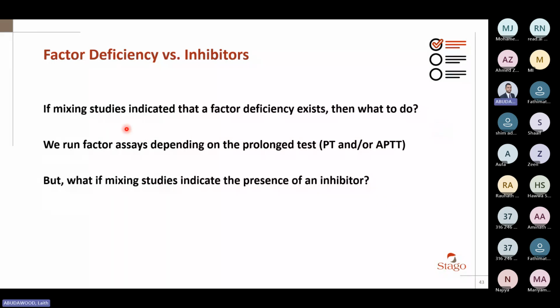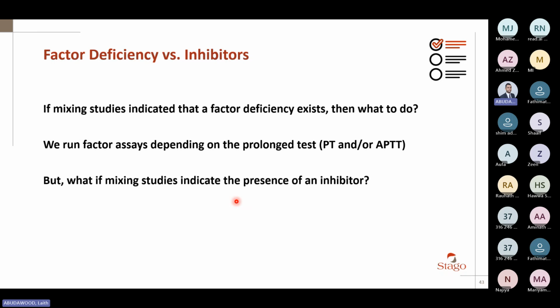Now, as I just said, if the mixing study indicated that a factor deficiency exists, then we just run the relevant factor assay depending on what was prolonged. This is quite obvious. But if the mixing study indicated the presence of an inhibitor, then what do I do? I will not run a factor deficiency assay, because consider the following situation. The mixing study is still prolonged.